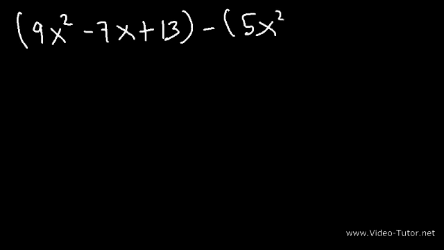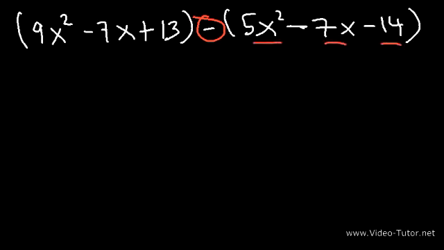Let's try another example. Go ahead and try this one: 9x squared minus 7x plus 13 minus 5x squared minus 7x and minus 14. So go ahead and subtract these two polynomial expressions. Now the first thing I will do is distribute the negative sign to every term on the right. The signs will change. On the left side, you can just open the parentheses. If there's no number in front of it, you can just rewrite it as 9x squared minus 7x plus 13.